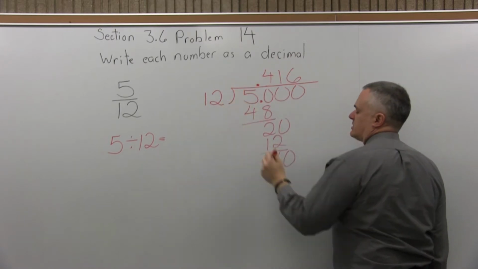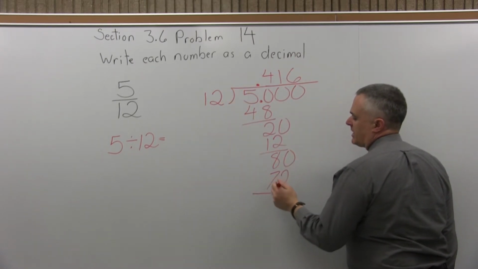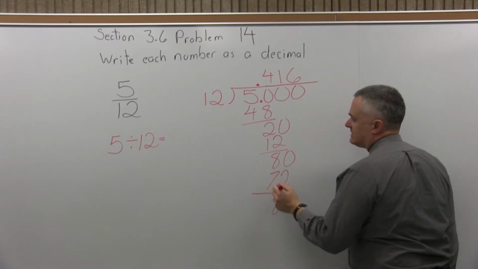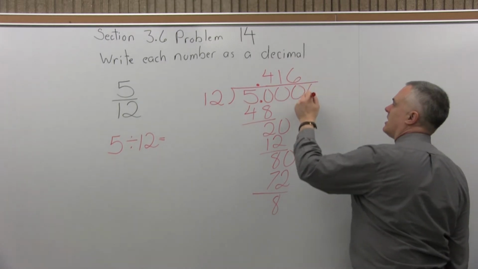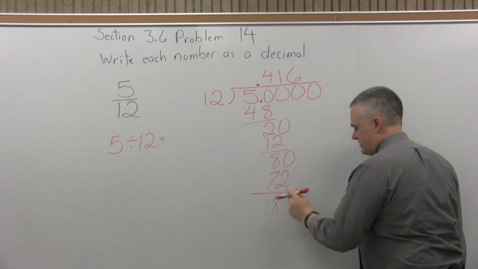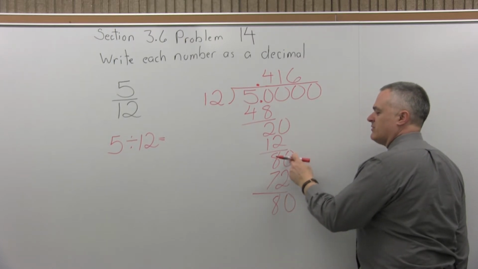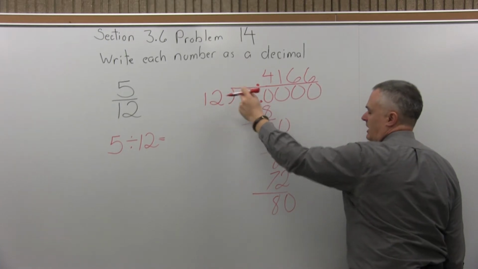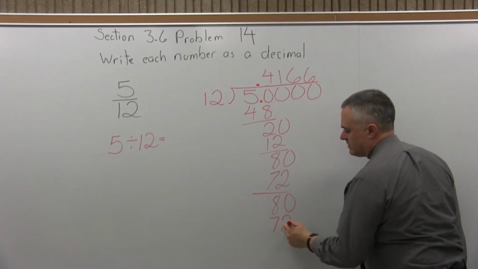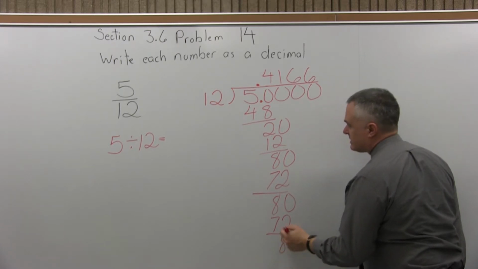So 6 times 12 is 72, and then I'll do 80 minus 72 is 8. So it still didn't go in evenly. That's all right. So I add another 0 on the top. Bring the 0 straight down, goes next to the 8, makes it an 80. So it's the same number I had before, so it's going to be the same thing, 6. So 6 times 12, again, is 72. 80 minus 72 is 8 again. So the same thing happens.